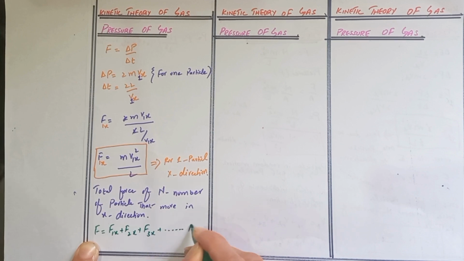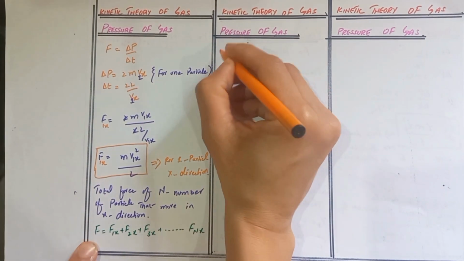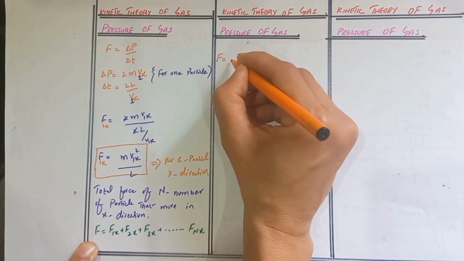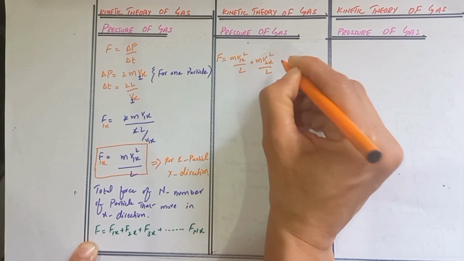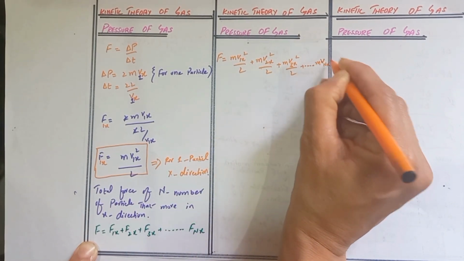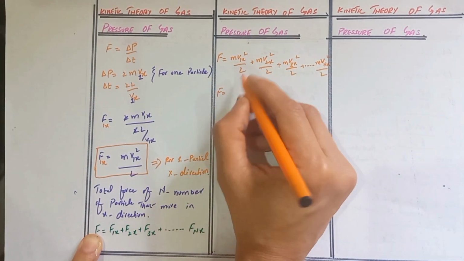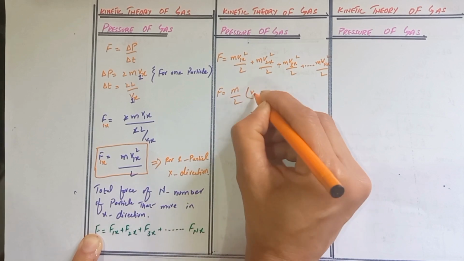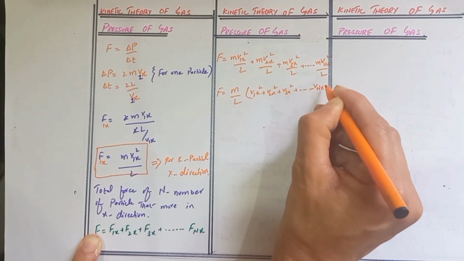So on, for n number of particles we calculate F and x. The total force F1x becomes mv1x² over L plus mv2x² over L plus mv3x² over L, up to mvnx² over L. Here we take the common factor, so we get m over L times (v1x² plus v2x² plus v3x² plus up to vnx²).